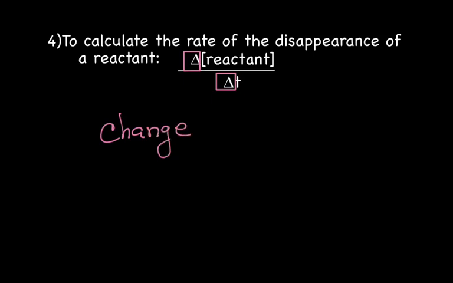So to calculate the rate of disappearance of a reactant, we are going to use this guy here. Negative delta square bracket reactant over delta t. So what do all those things mean? Let's start with the triangles. Those triangles mean change. Delta. Change is this triangle, which is actually called delta. Okay?